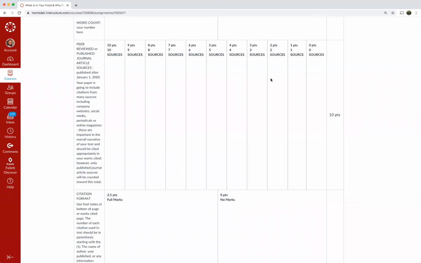Basically, each of these types of sources is worth 1 point. So if you give me 10 peer reviewed or published journal article sources, then you get 10 out of 10 points. That's how this section is going to work. Just remember, I'll say it again, it's 10 peer-reviewed or published journal articles, but if you have the full 10 of those, you're going to end up with more when you include company websites and social media, online magazines, and all those things.